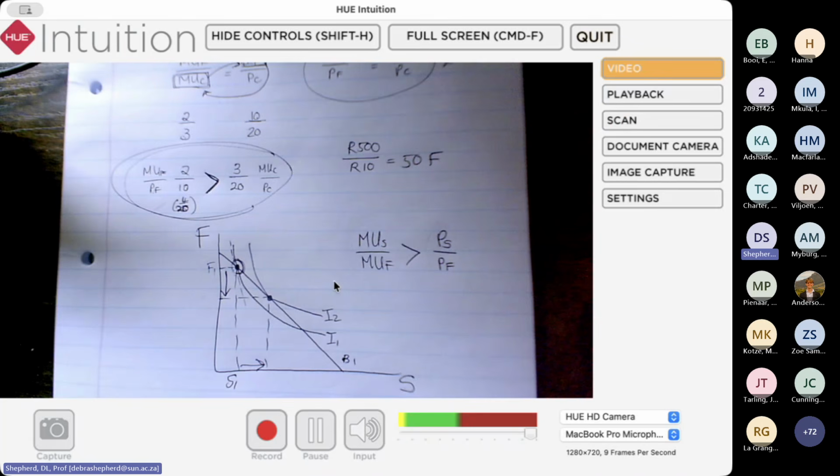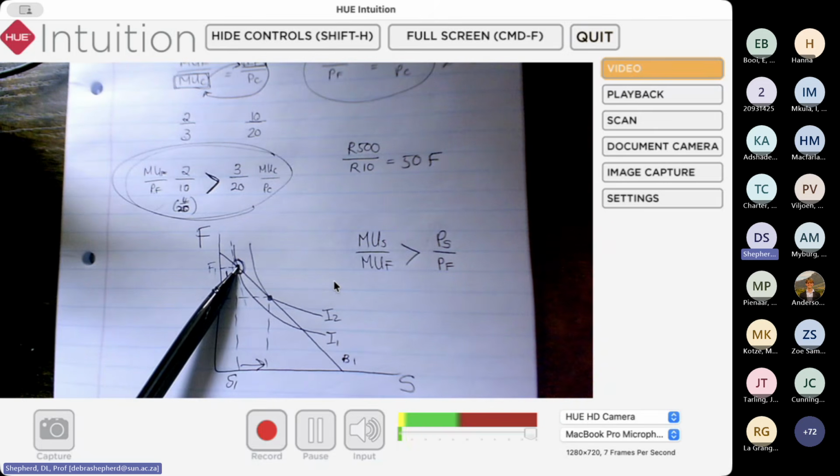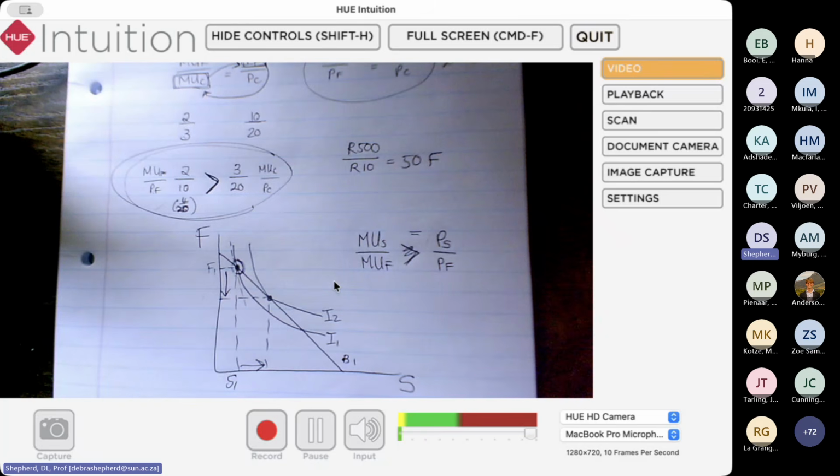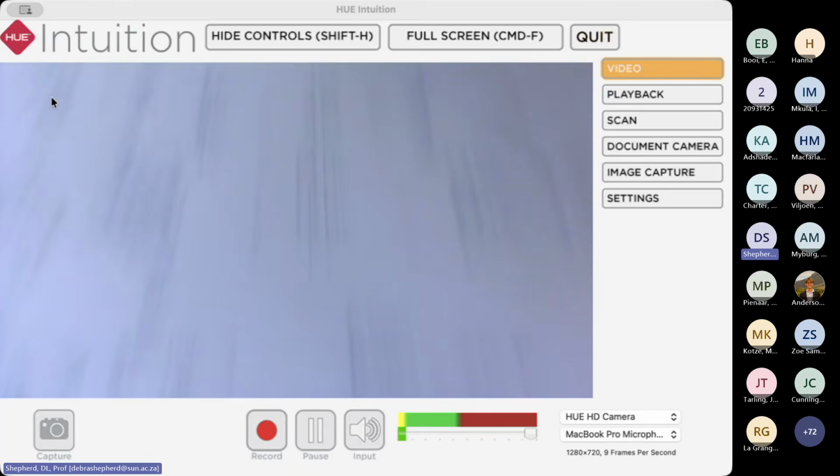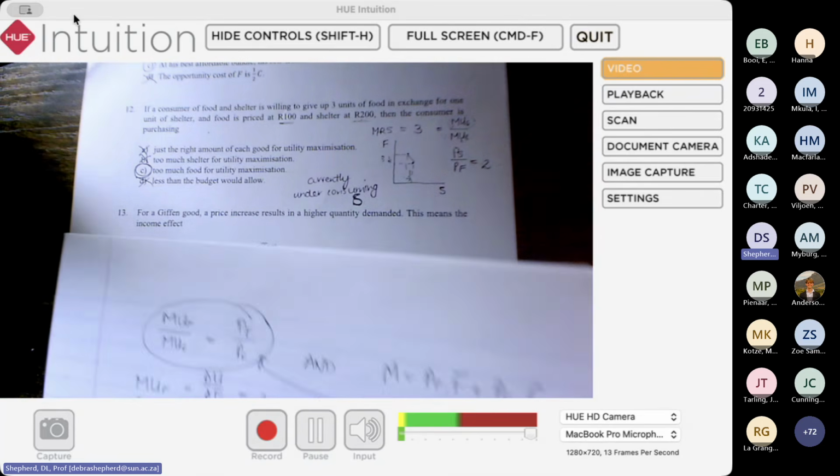No, there we go. Okay, so currently the MRS exceeds the relative price. That tells us that the consumer is consuming too much food in order to optimize. And so they would be better off reallocating their budget towards consuming less food and consuming more shelter. And that would take them to a point of tangency between the highest attainable indifference curve and their budget constraint, which would then satisfy the condition that the ratio of their marginal utilities is equal to the ratio of the prices. Okay, so the answer to question 11 is C. They're consuming too much food for utility maximization.